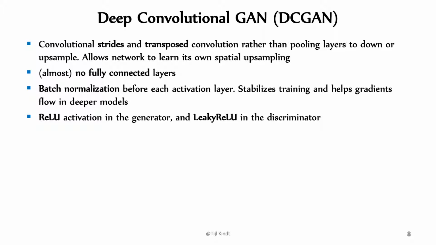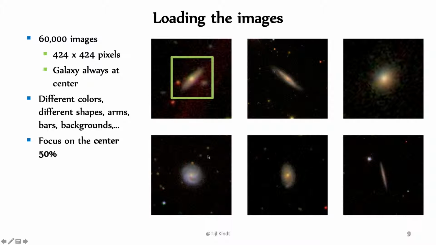Furthermore, we're using ReLU activation in the generator and leaky ReLU in the discriminator. Okay, so let's have a look at the data. The data is 60,000 images of 400 by 400 pixels. The galaxy is always at the center. And as you can see, there are different forms of galaxies: round, really flattened galaxies, etc.